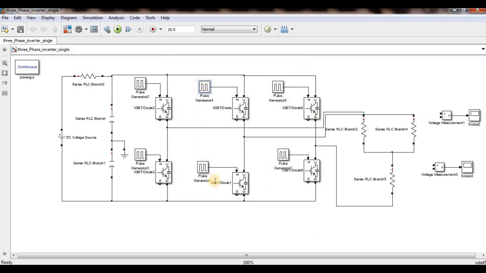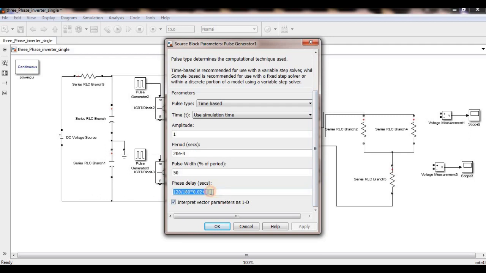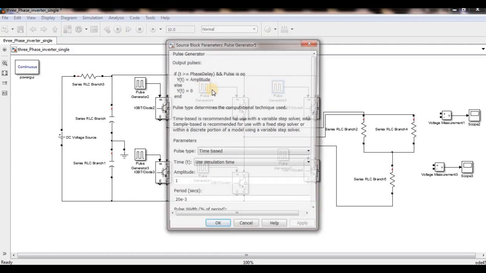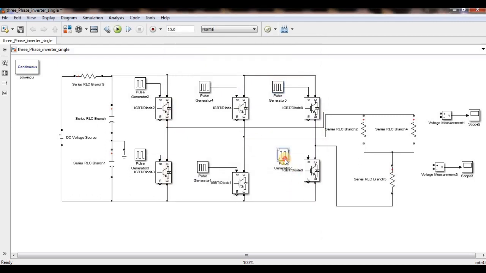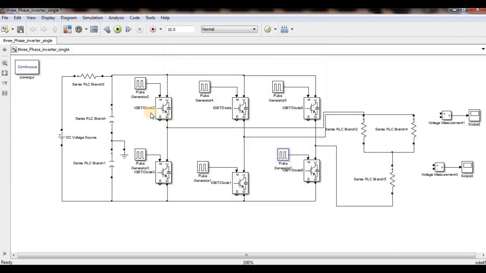So for this one and this one, again a 180 degrees shift is there. So I added 0.01, and for this to this, 240 or 120. See, a 240 difference is there, and I added again 0.01. So this is the 180 degrees conduction mode. See, for the time being I have not connected any neutral or ground here. So let us see what output we get.